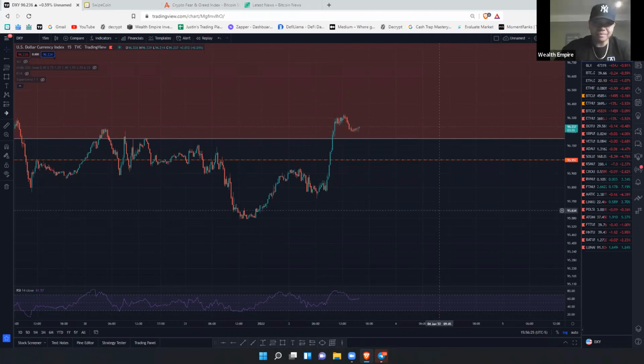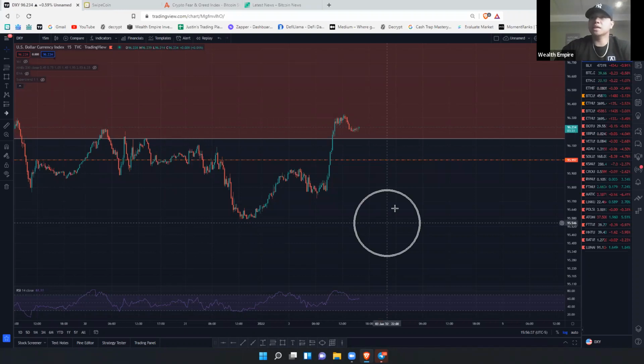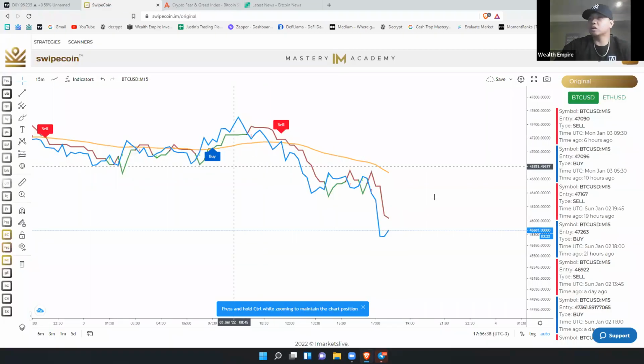So, but yeah, any other questions, guys? So I'm gonna make sure I put my markups and my analysis. You're probably gonna see it more on the TradingView side, just because I like the black background. The colors pop a bit more. The white background on Swipecoin is just a little too bright. It hurts my eyes a little bit, so that's why I like to transfer everything over to TradingView with the black background.